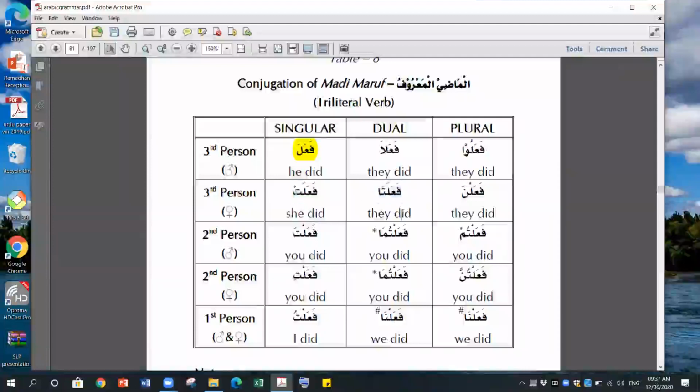Fa'alata. What did we do? This was fa'ala till here. We just added one alif, and it has become fa'alata, meaning they, these both girls did.